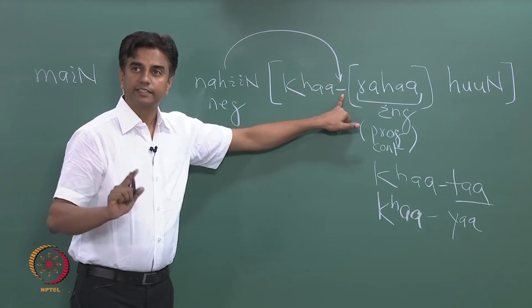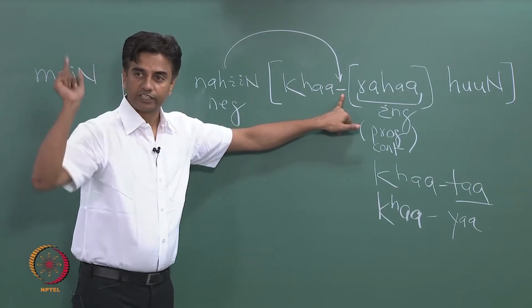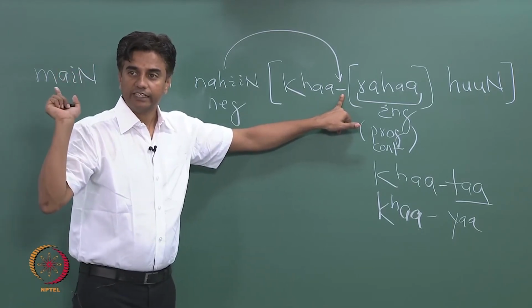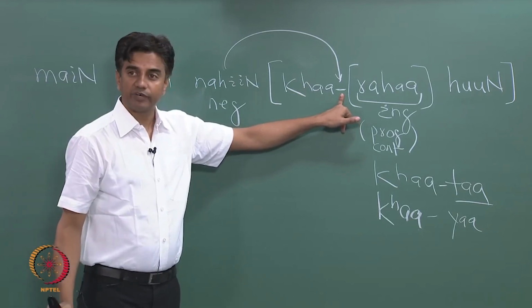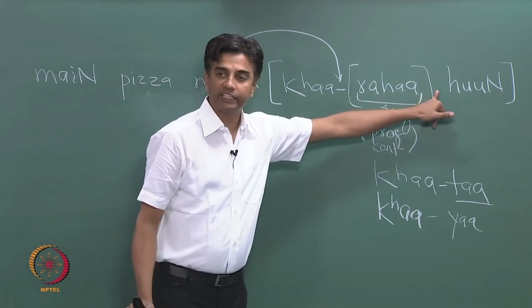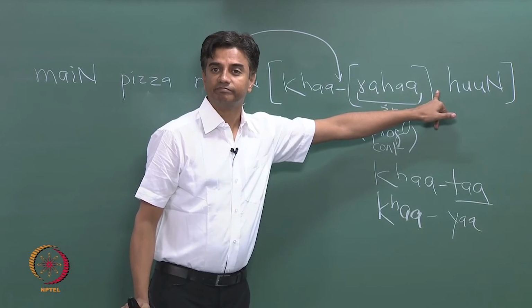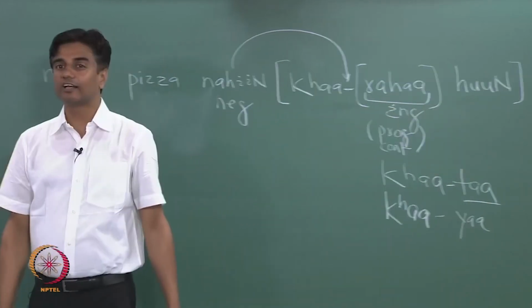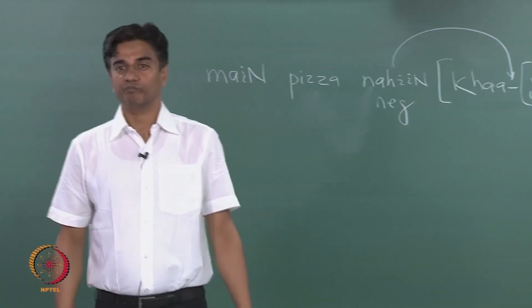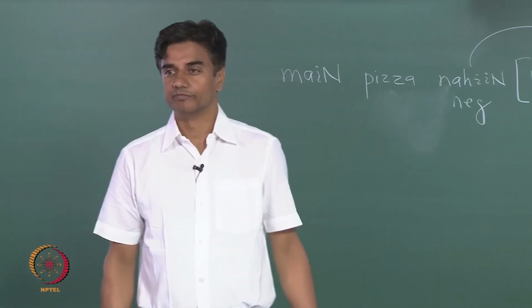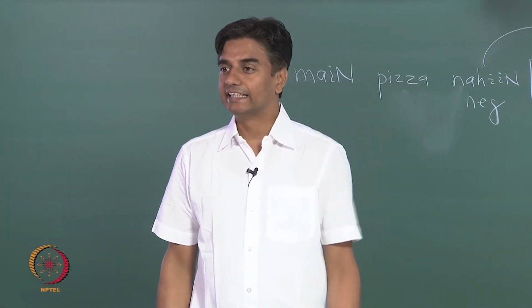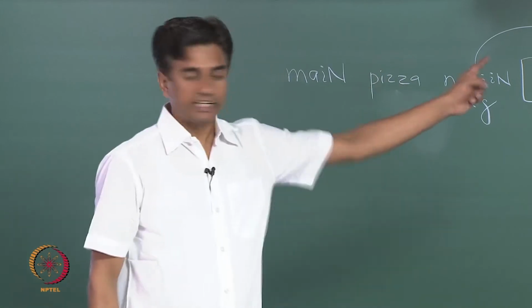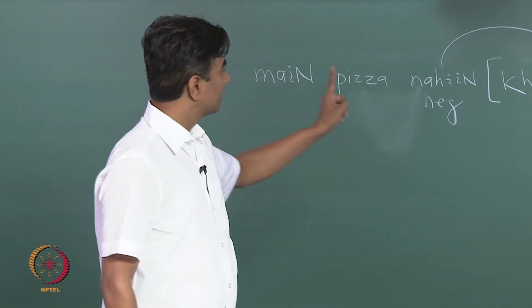listen, this is the point that I am trying to relate to the structure that you have here. It's possible to bring the negation word here, but it's not possible to bring the negation word here. मैं पिज्जा खा रहा नहीं हूँ. It's not possible. And it's definitely not possible to bring it any further. मैं पिज्जा खा रहा हूँ नहीं.